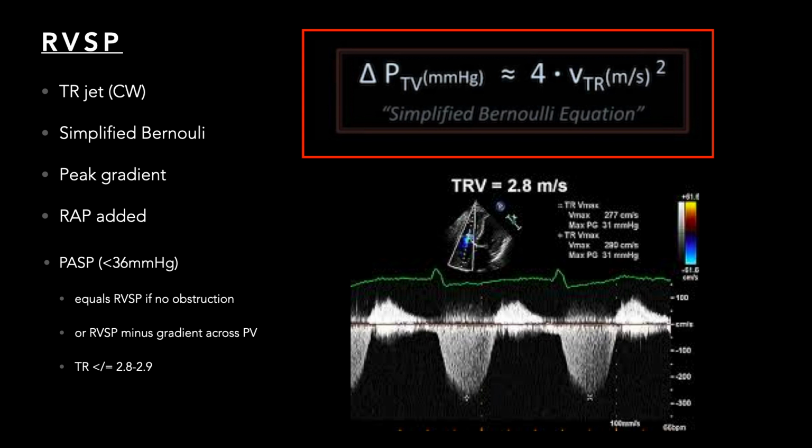If there's what we call wide open or free flowing TR with rapid equilibration of pressures, then you may actually underestimate the RVSP.